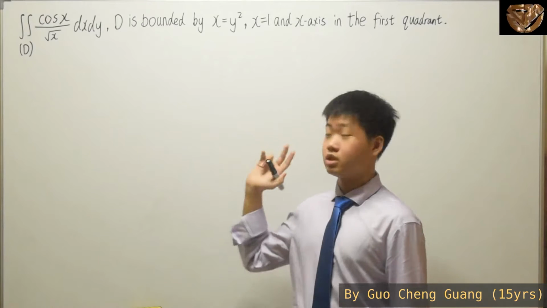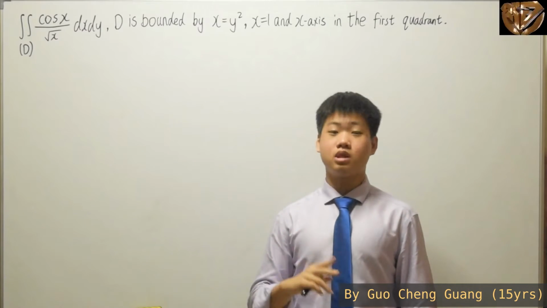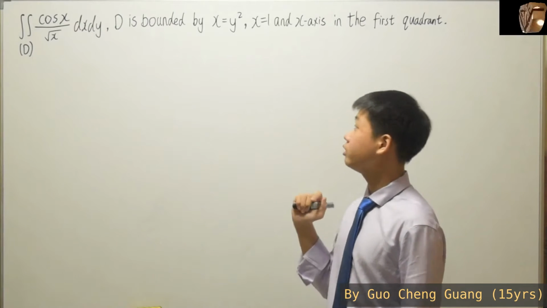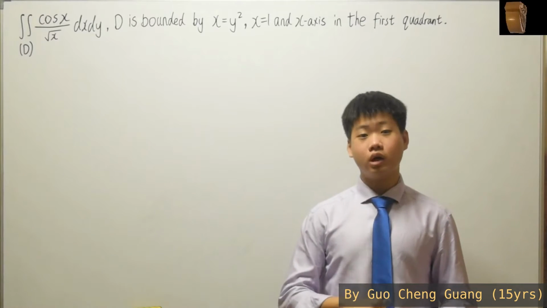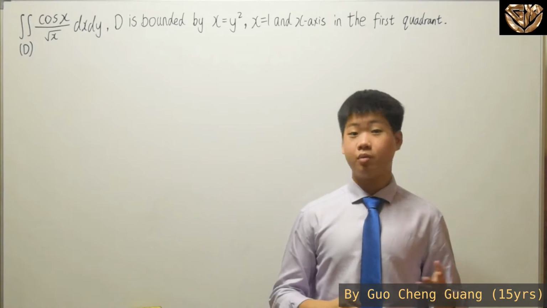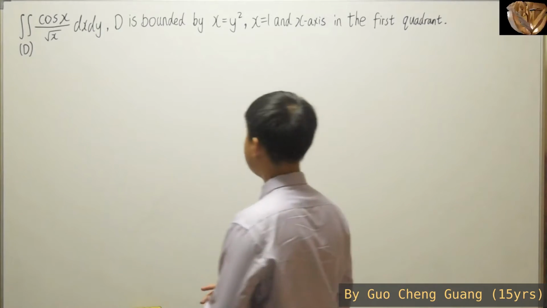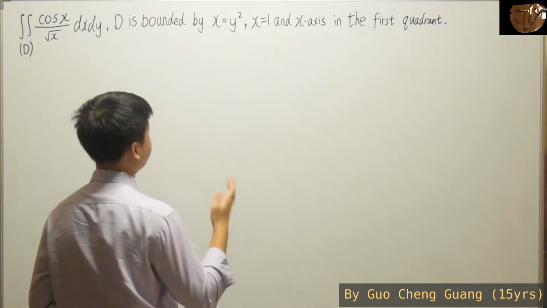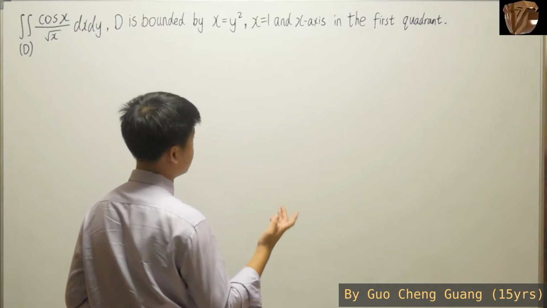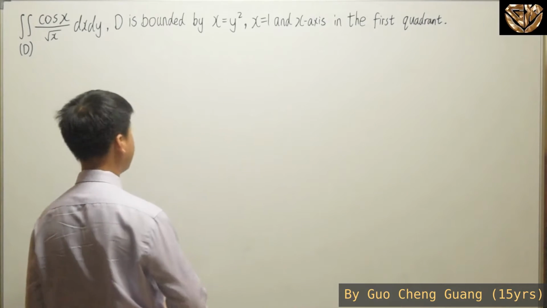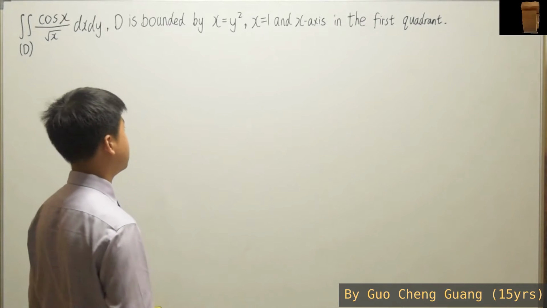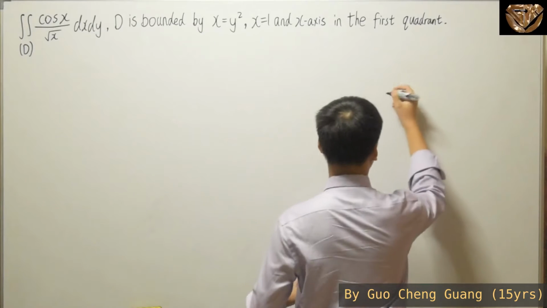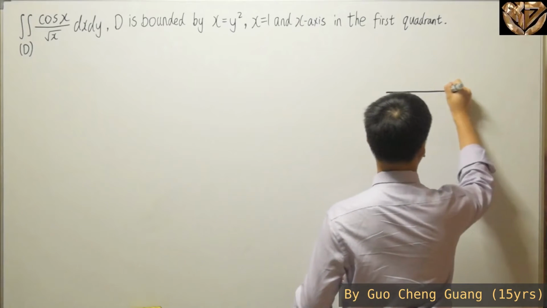But now, since we have this double integration, we need to determine a specific boundary and a specific order in order to make it solvable. First, we need to know what this graph looks like in order to determine what kind of boundary we are going to use. This boundary is between x equals y squared, x equals 1, and the x-axis in the first quadrant. x equals y squared is also y equals square root x. Let's take a look at what it can look like.